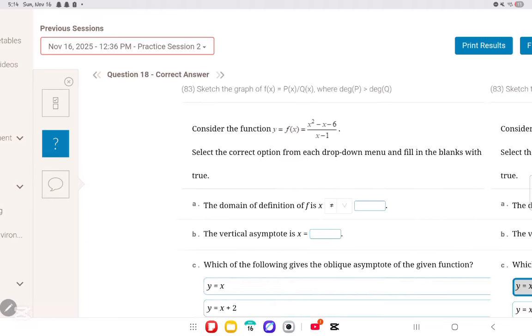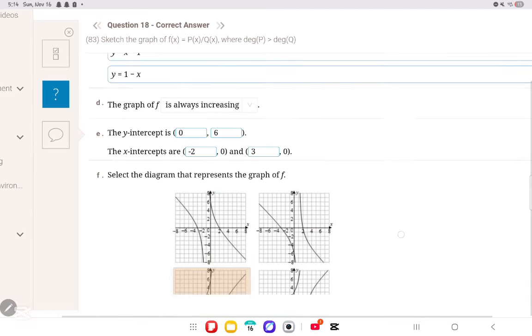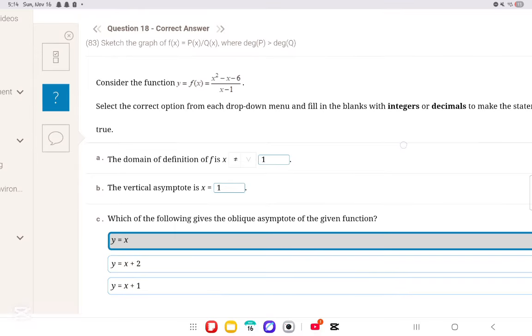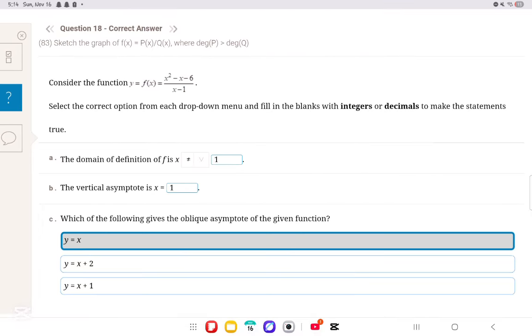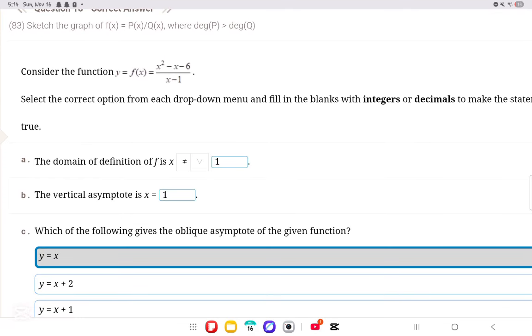Question number 18. Oh my goodness, very long. It's fine. What did they say in question number 18? Consider the function, whatever. They want the domain of definition. I have a fraction, right? So my denominator is my domain. I'll make it different than 0. That means x is different than 1. My vertical asymptote is my denominator equal to 0. That means x minus 1 equals 0, x equal to 1 is my vertical asymptote. Now we look at the numerator. Numerator greater than denominator, that means I have an oblique asymptote.